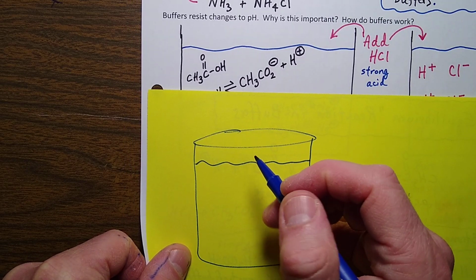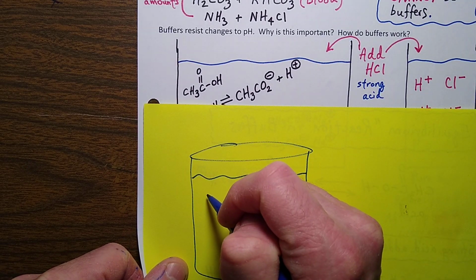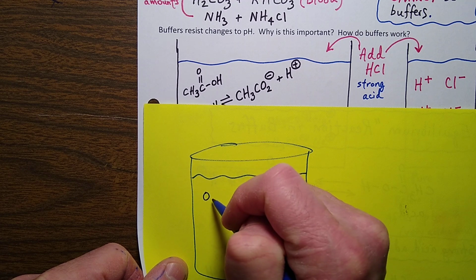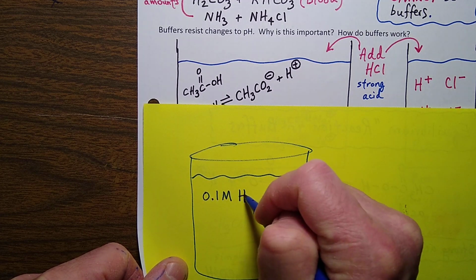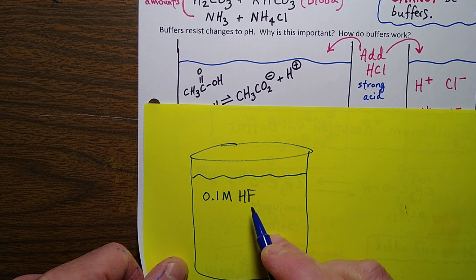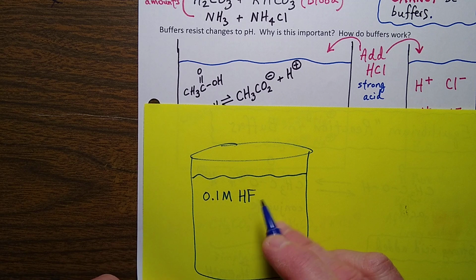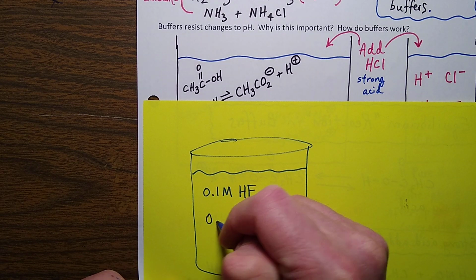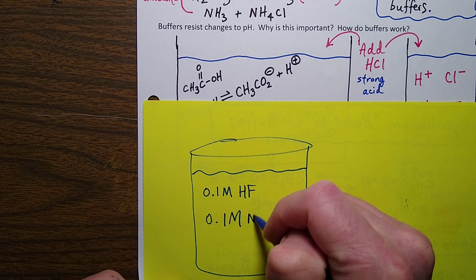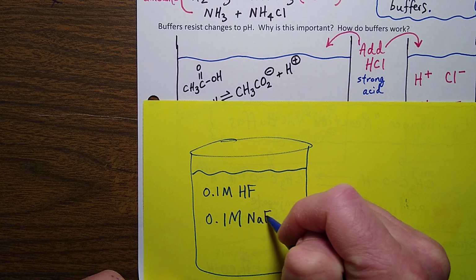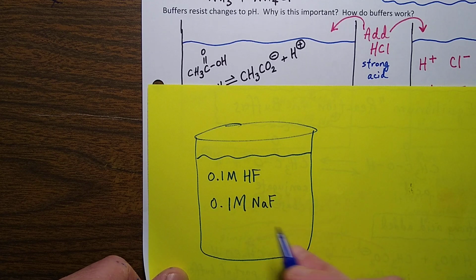Well, you'd add in equal amounts. So a good buffer would be like, let's say, 1/10 of a molar solution of hydrofluoric acid. Now that is not a strong acid. That's the one halogen-containing acid that's a weak acid. And a good buffer would contain about the same amount of its sodium salt. Why sodium salt? It doesn't matter. It could be the potassium salt or the lithium salt.